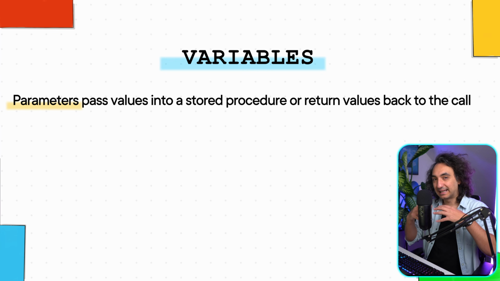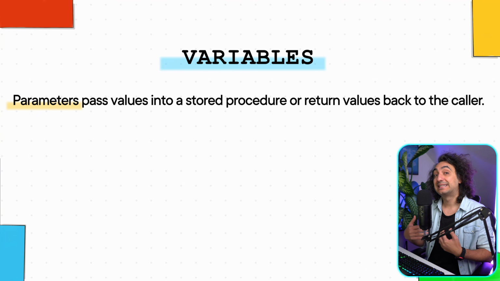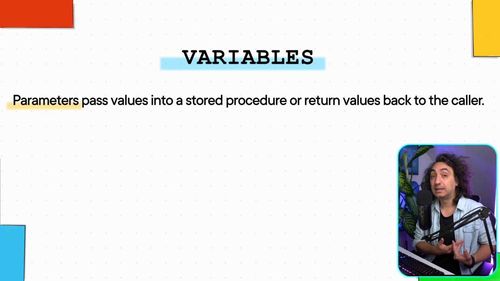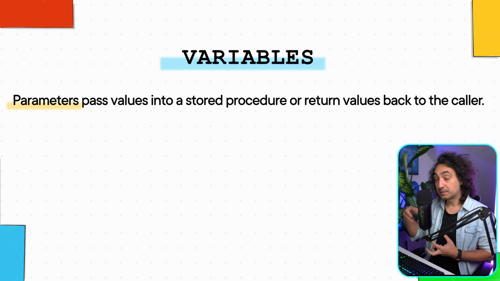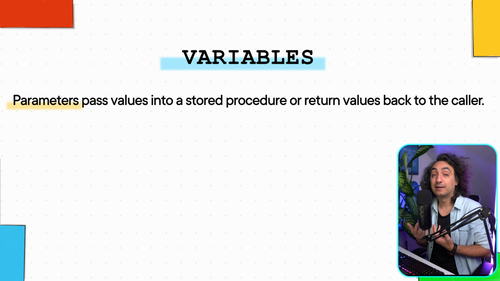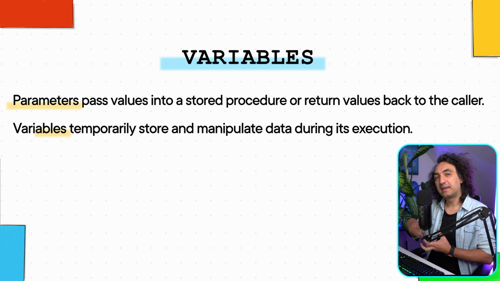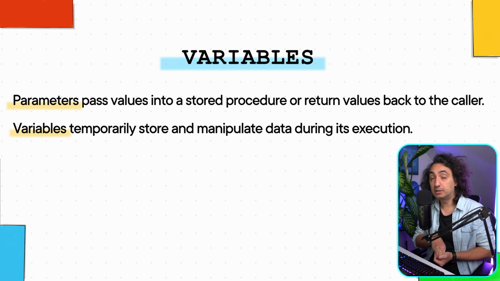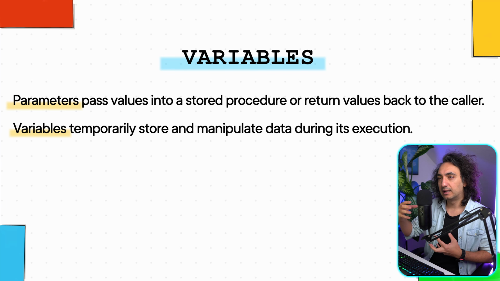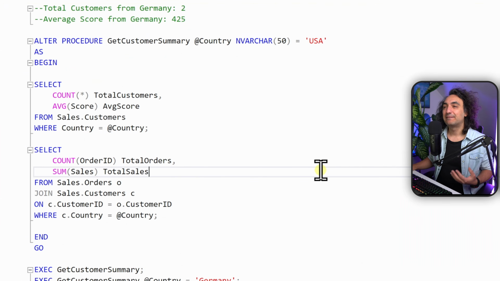Parameters are something like outside the stored procedure. It's an input from the one that is executing the stored procedure, and the stored procedure has to adapt to the parameter. But a variable is something that lives inside the stored procedure, and we use it as developers in order to make our code dynamic and to move a value from one place to another. So let's have a very simple example.